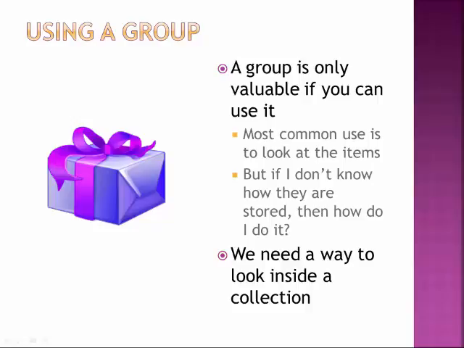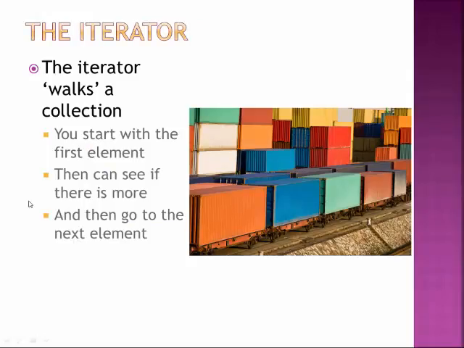Remember, a collection could be a set, could be a list, could be a tree, could be a map, could be an array, could be a linked list. I don't know how that data is entitled. I don't know how to deal with that data inside. So instead, an iterator is used to walk through the collection one element at a time.